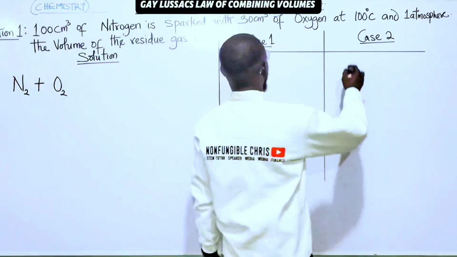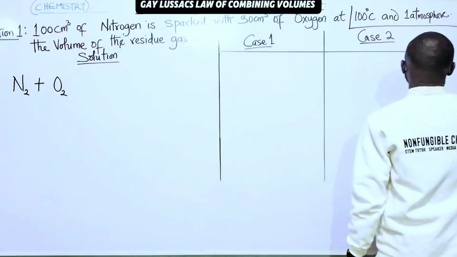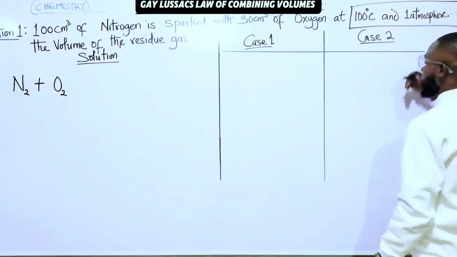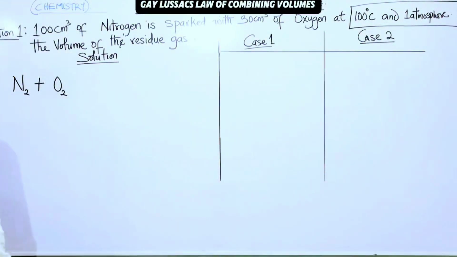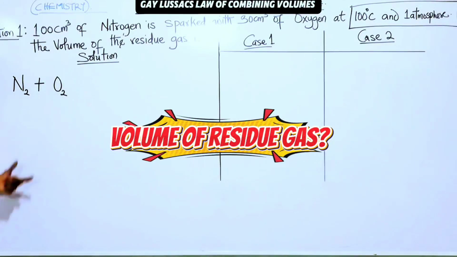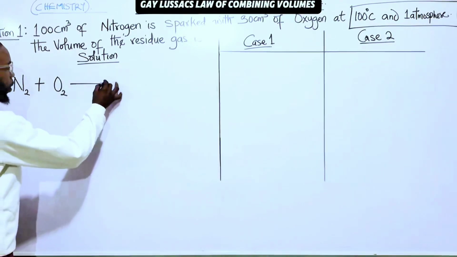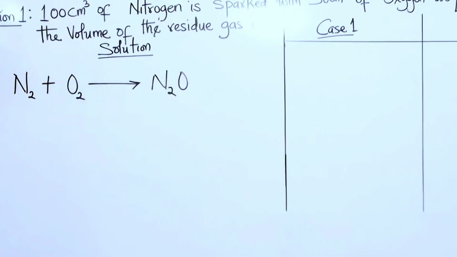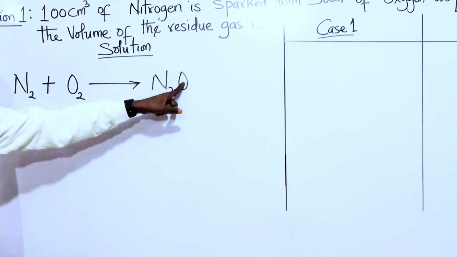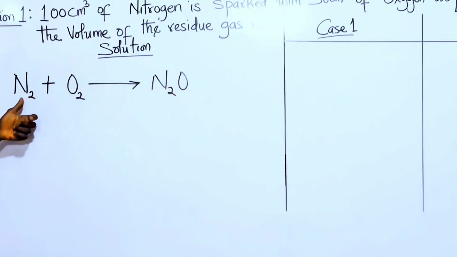Mind you, when solving questions as regards to Gay-Lussac's law of combining volumes, both temperature and pressure are kept constant, so we don't need them. So the volume of the residue gas is what they're asking, what becomes the volume of the residue gas. So in balancing this up, we're going to have N2O, right? But then you see that we're having 2 oxygen here, we're having just 1 here for the product side, and then we're having 2 nitrogen.